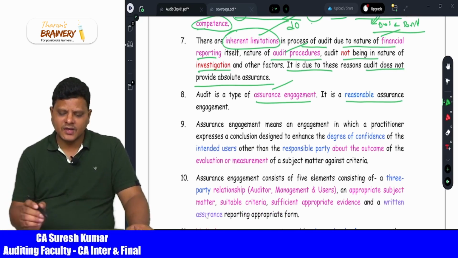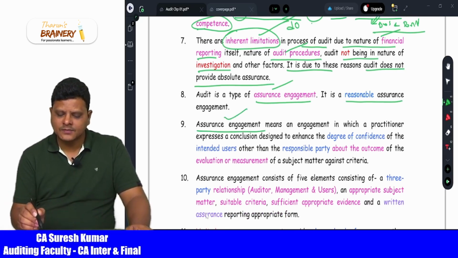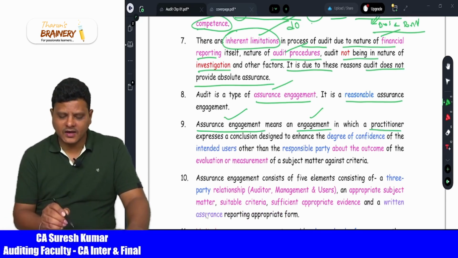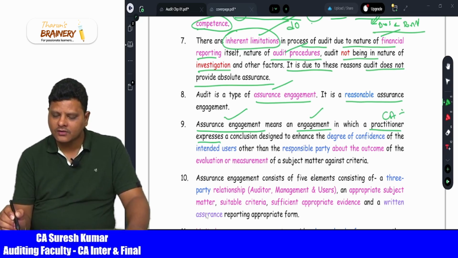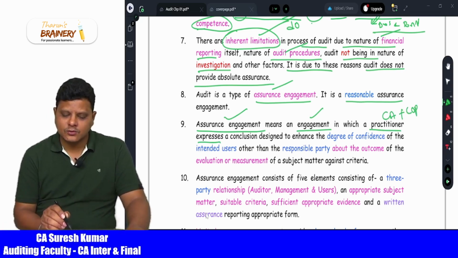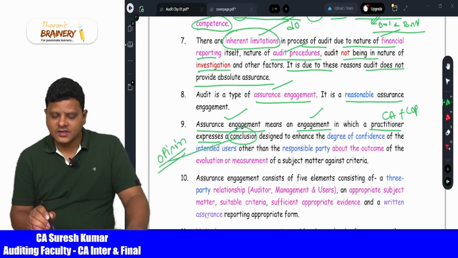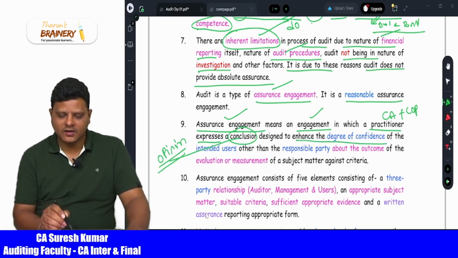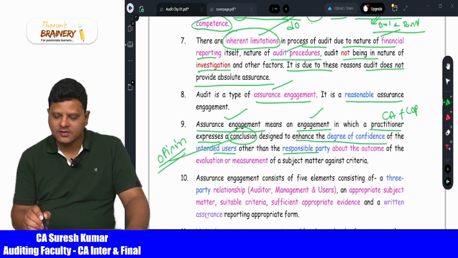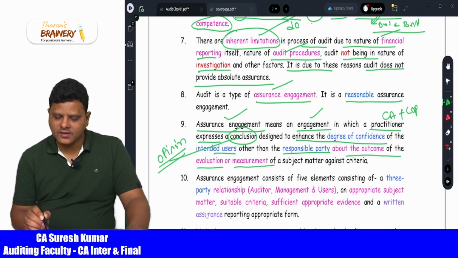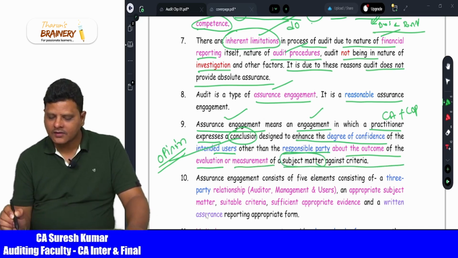Assurance engagement means an engagement, that means an activity, in which a practitioner, that means a chartered accountant holding a certificate of practice, expresses a conclusion. What is the meaning of conclusion? Opinion. He is going to express the opinion, which is designed to enhance the degree of confidence of the intended users, other than the responsible party, about the outcome of the evaluation or measurement of the subject matter. What is the meaning of subject matter? Here, subject matter means financial statements.